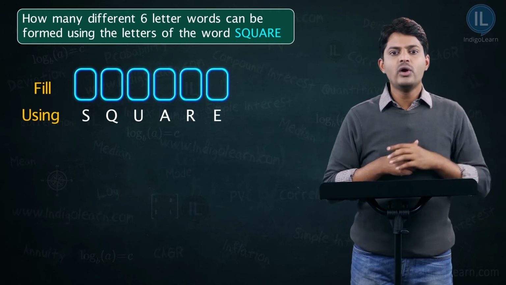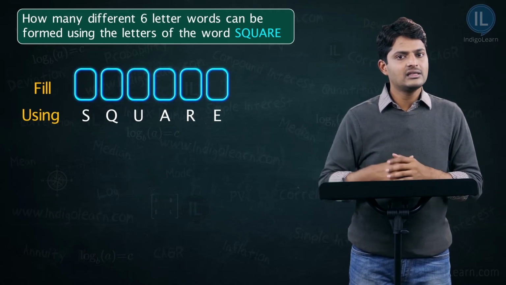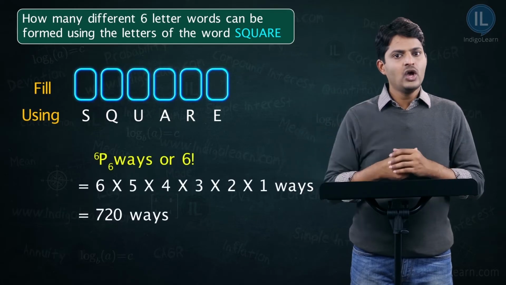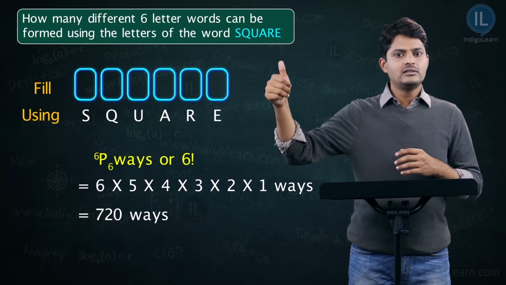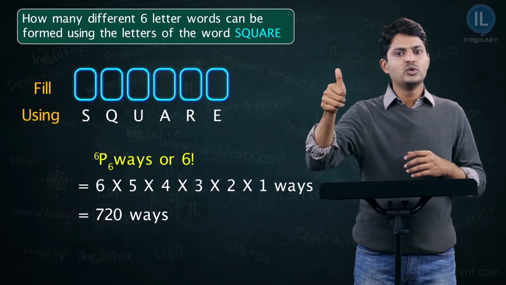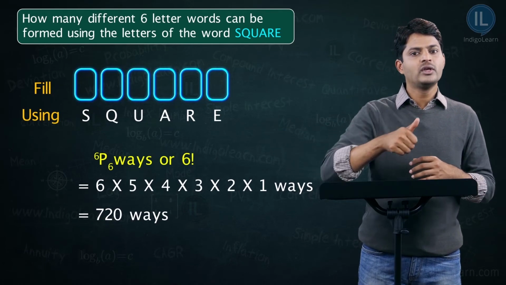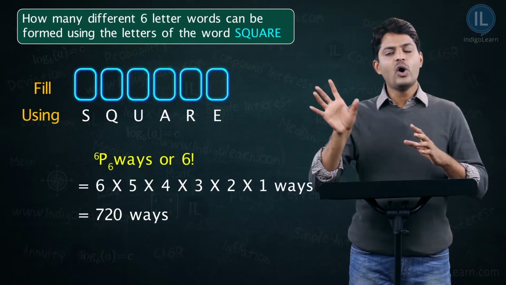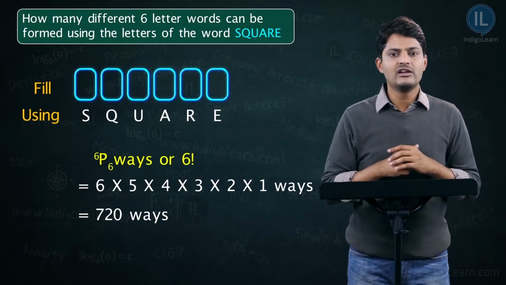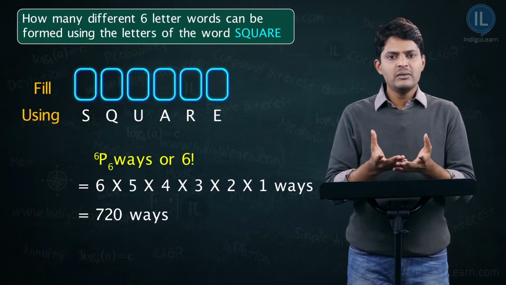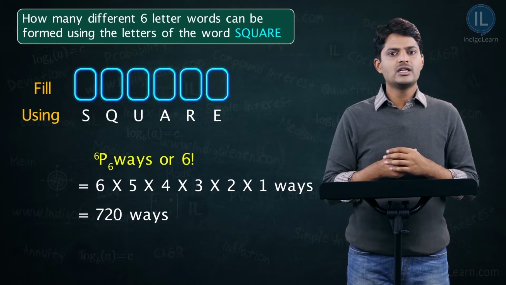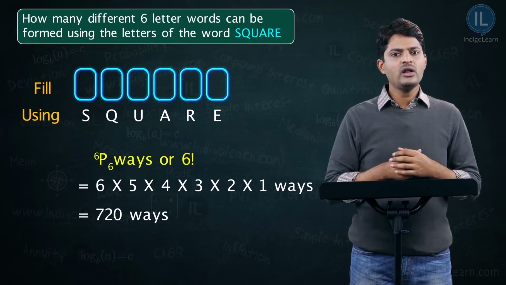Number of ways I can do it, straight away you can say the answer is 6p6, or you can say 6 factorial, or you can say 6 into 5 into 4 into 3 into 2 into 1. So automatically in all 3 cases you got the answer as 6 factorial, which is 720, right? So these are all the very basic ways to understand the concept of permutation or arrangement.